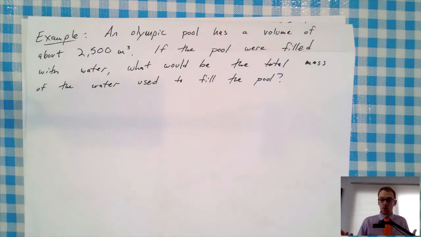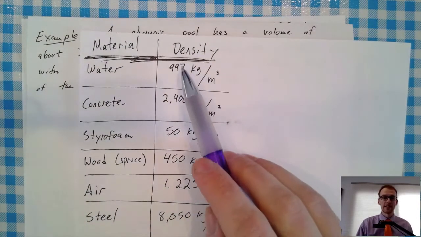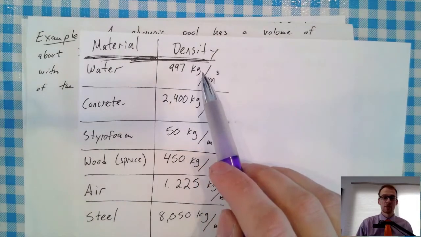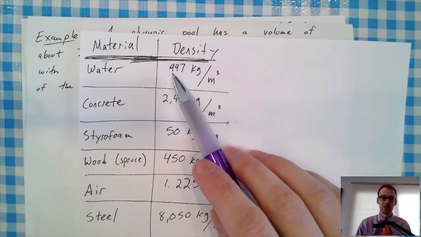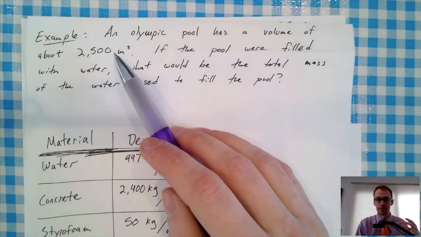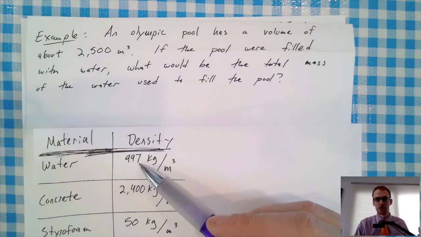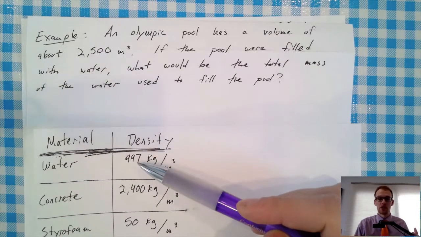Hopefully you realize by now that density is the key idea here. Density is the relationship between the mass of something and the volume of something. Different materials have different densities. You might remember from the last video that we looked at the densities of all these different materials here. Water has a density of 997 kilograms for each cubic meter. So for 1 cubic meter we have this many kilograms. So for 2,500 cubic meters, we're going to have 2,500 times 997 kilograms, right? Because for every one of these cubic meters, we have 997 kilograms.